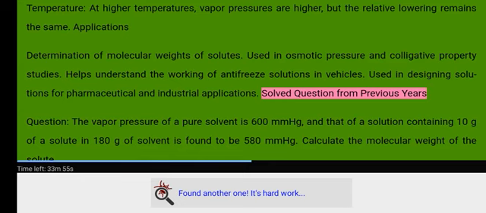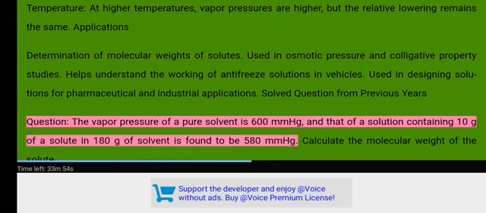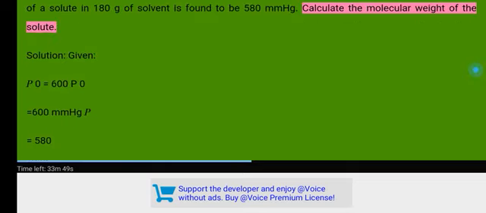Solved question from previous years. Question: The vapor pressure of a pure solvent is 600 mm of mercury, and that of a solution containing 10 grams of a solute in 180 grams of solvent is found to be 580 mm of mercury. Calculate the molecular weight of the solute.